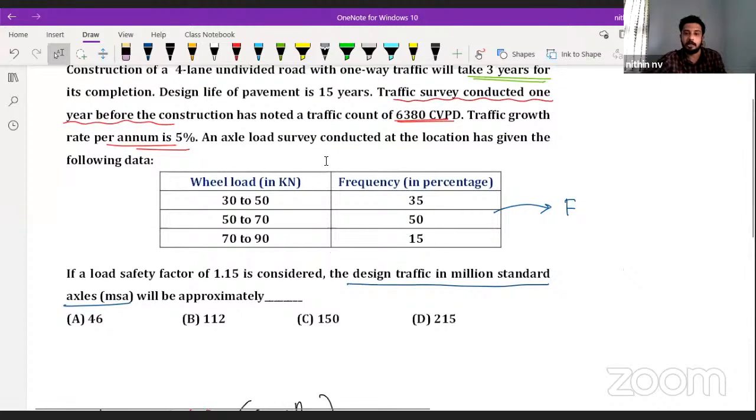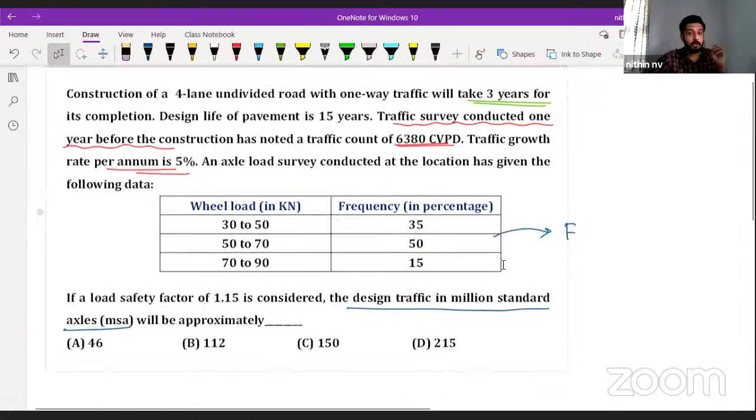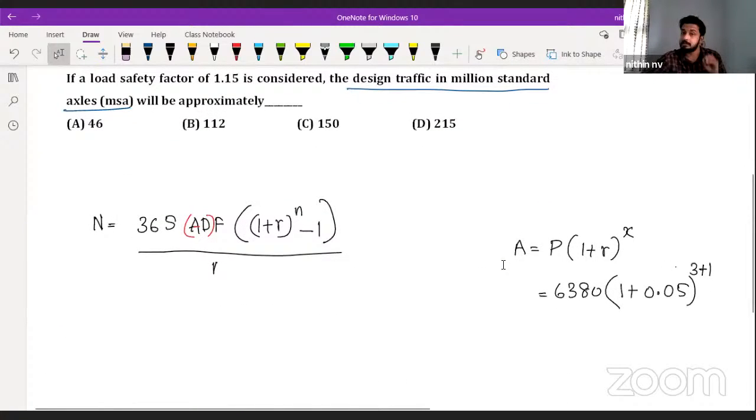Is it clear? Don't take it as, see, design life is 15 years. Don't take 15 by mistake. It is the construction period. Since the data is from 1 year before, we have to consider that one also. Clear, guys? If you are calculating, how much are you getting? 7755 approximately.